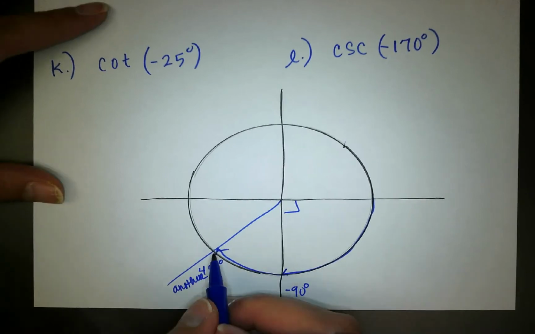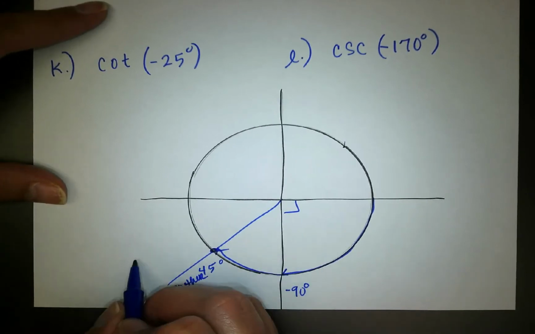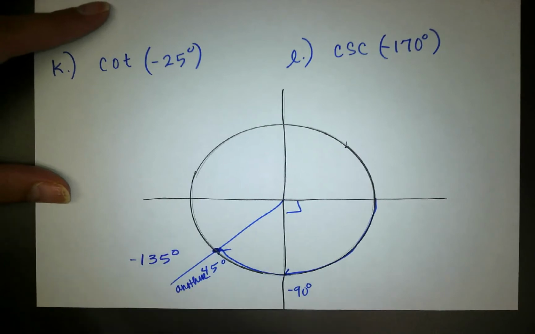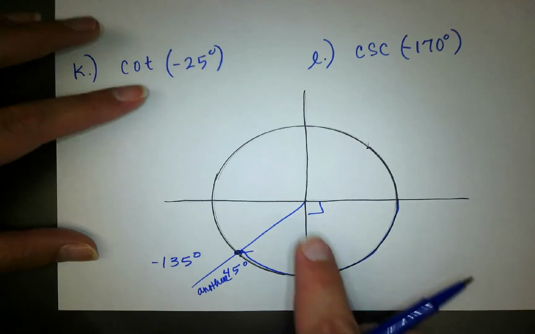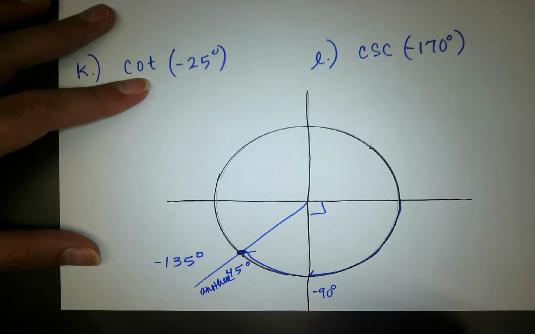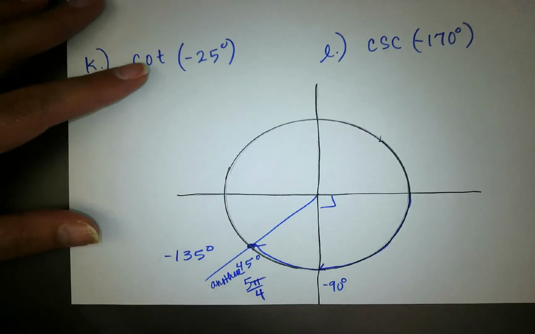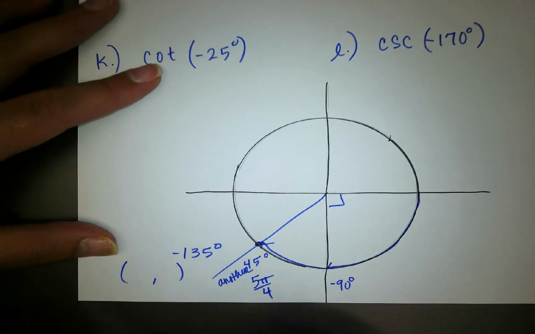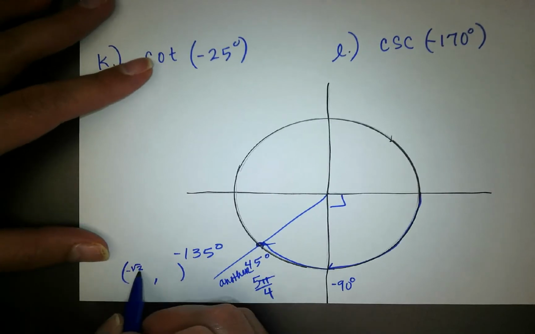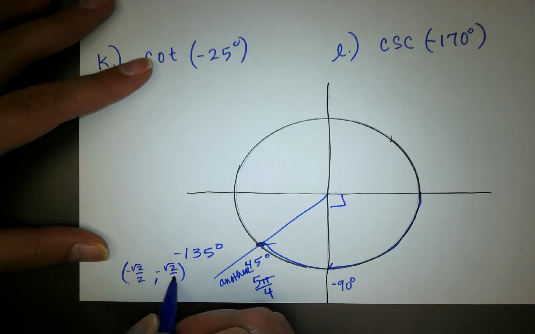Okay, we're walking backwards. So this is technically negative 135 degrees. So that 45 degree angle, that's a famous pi guy. That's really 5 pi over 4. Okay. And what GPS coordinates are those? Negative root 2 over 2, negative root 2 over 2.